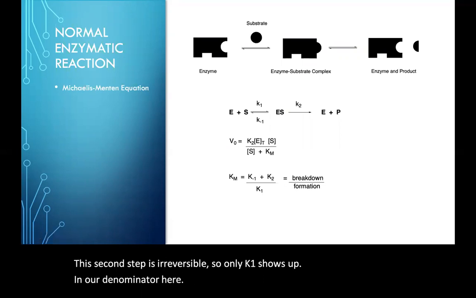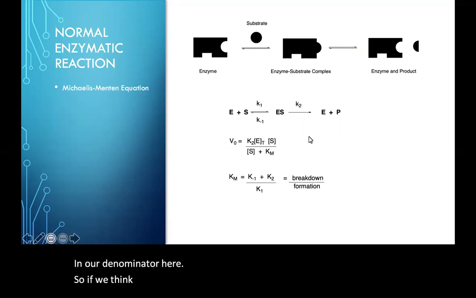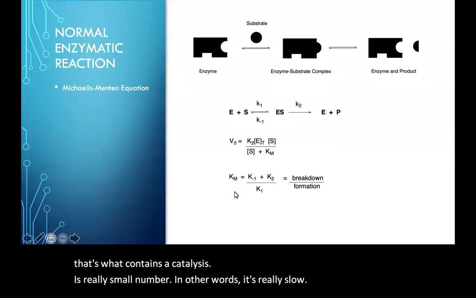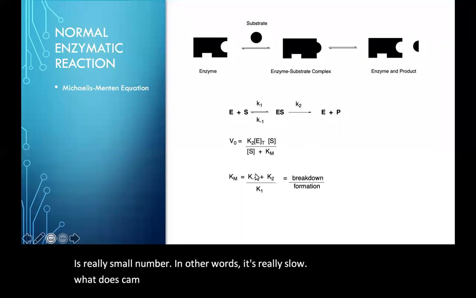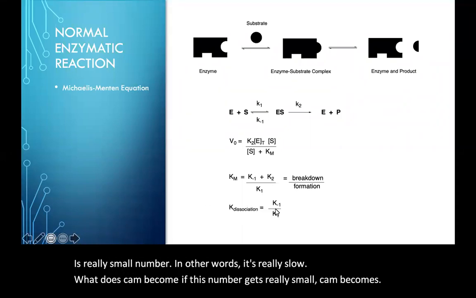So if we think about this equation, if K2, that's what contains catalysis, is a really small number, in other words, it's really slow, what does Km become? If this number gets really small, Km becomes our dissociation constant.